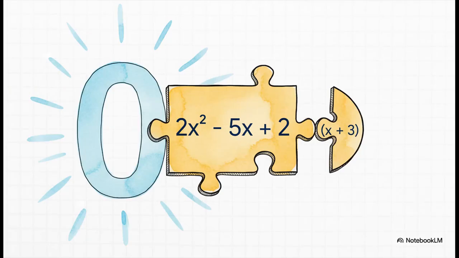And seeing a 0 as your remainder, that is awesome news. It's like a little celebration at the end of the problem. It means our divisor, x plus 3, went in perfectly. It's a factor of the original polynomial. So our answer is just a nice, clean 2x squared minus 5x plus 2.